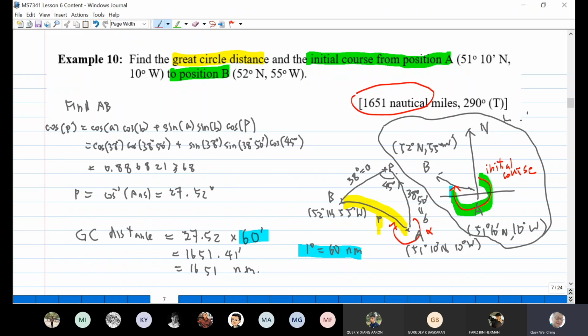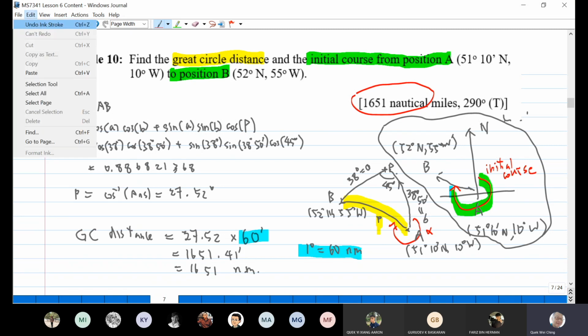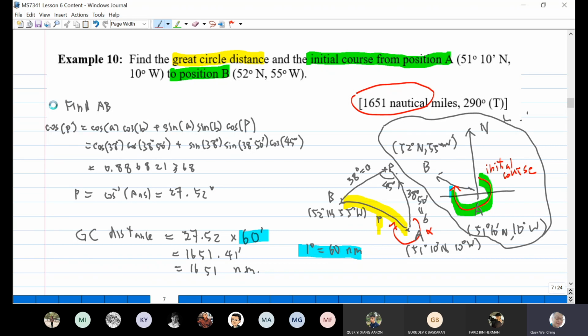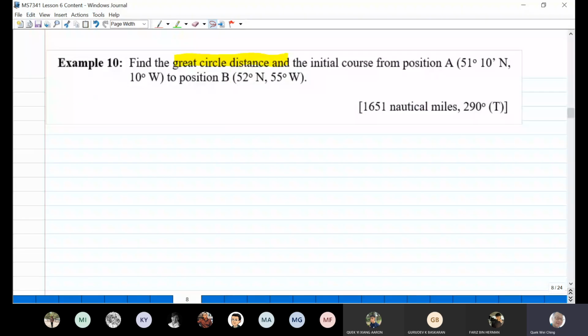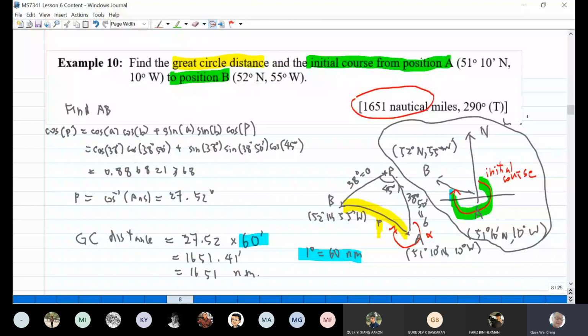So let's move on and copy this page first, then move on to the next page here. Understanding what we want to find out is the initial course. So I'm going to rewrite this now. I want to find the initial course.